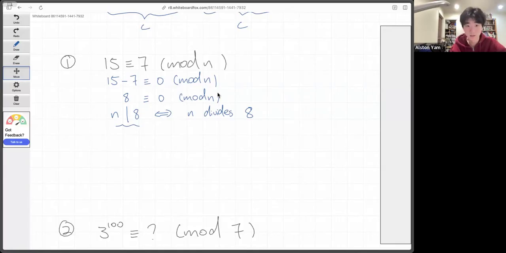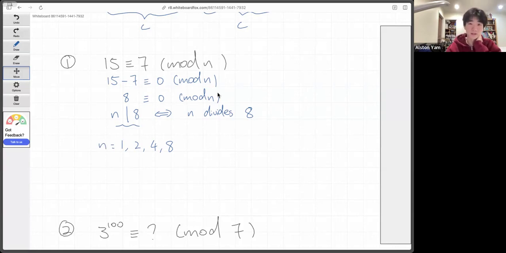And we know what the possible divisors are, right? The divisors of 8 are actually just 1, 2, 4, and 8. 1, 2, 4, and 8 are the possible numbers that actually divide into 8. And we can go back and check. I claim that n equals 1, 2, 4, and 8 are the only answers in this problem.